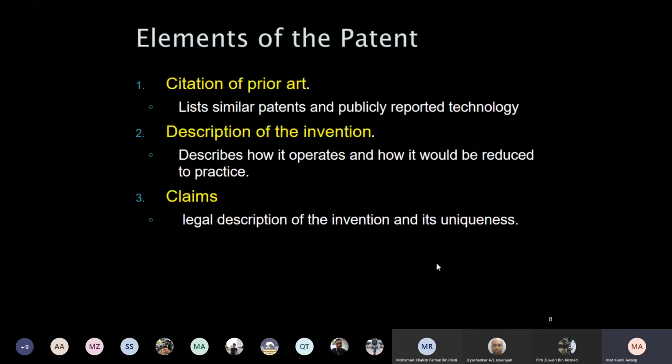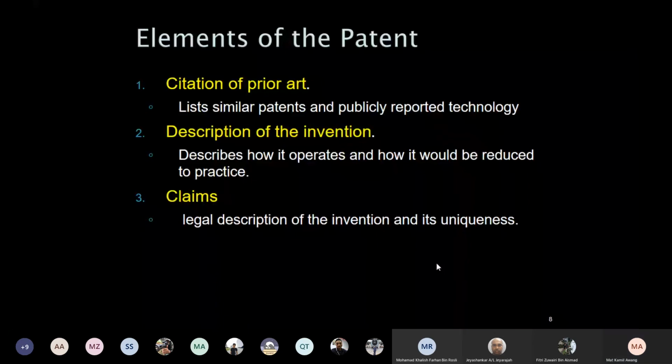These are the elements of the patent. Basically, in the patent you must have these elements. First, citation of the prior art: the list of similar patents and publicly reported technology. So you have to list out the patents that you used in coming up with your new idea, and what technology is used.